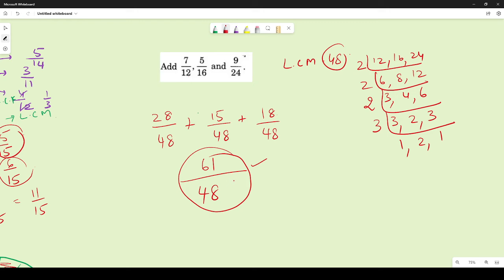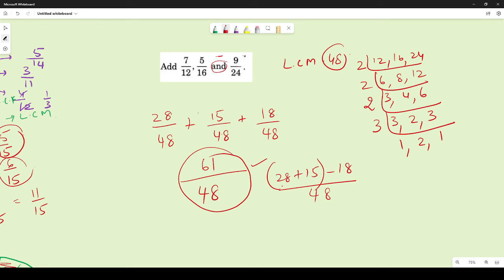Now suppose it was, instead of this, it was a minus sign over here. So what do you do then? These two need to be added. So when you are putting this up, these two need to be added. So 28 plus 15 minus 18. So we put them in bracket because it means these are the ones that need to be added up, and this is the one which needs to be subtracted.